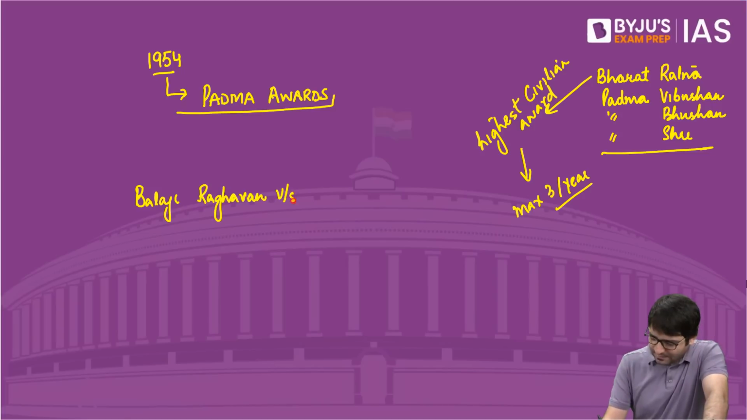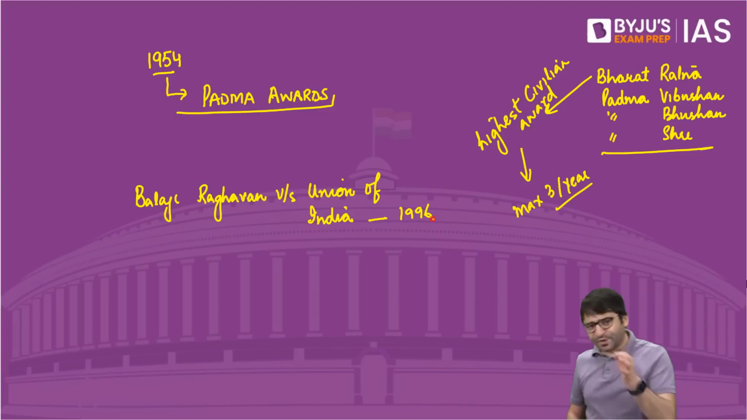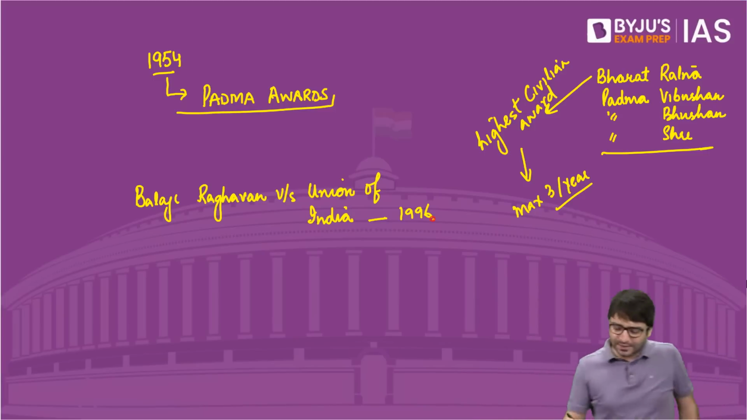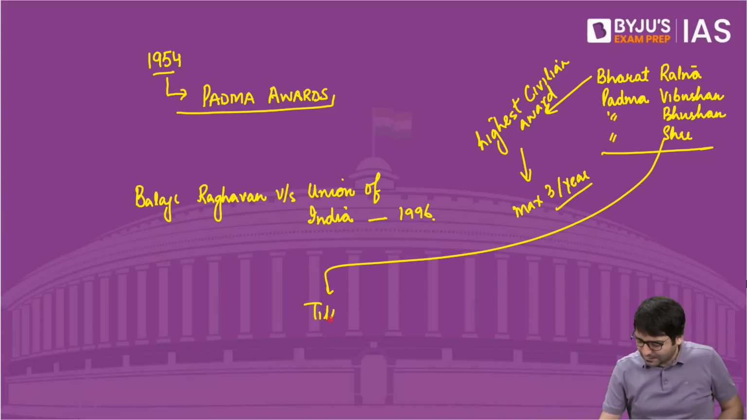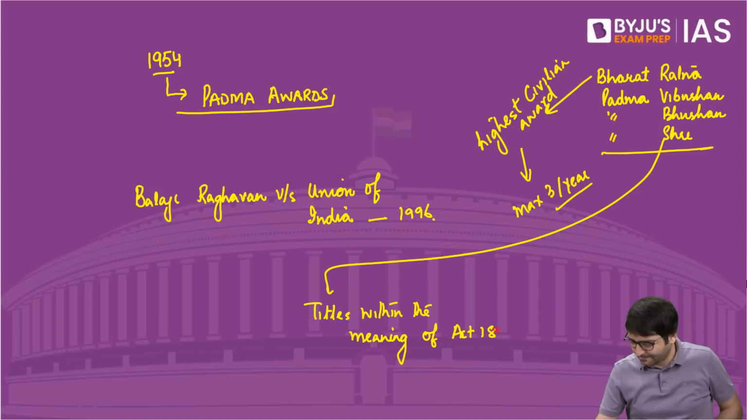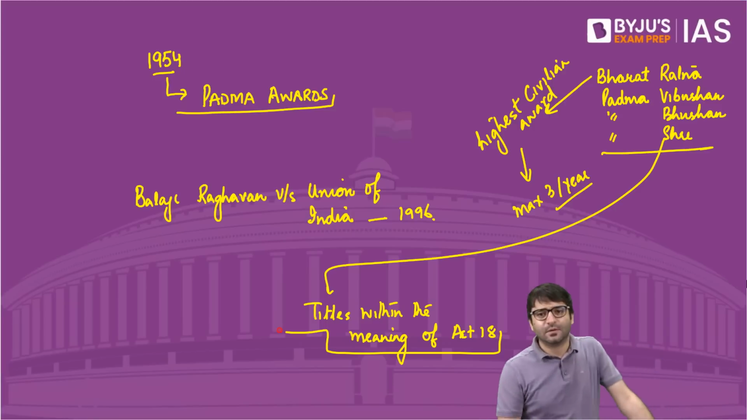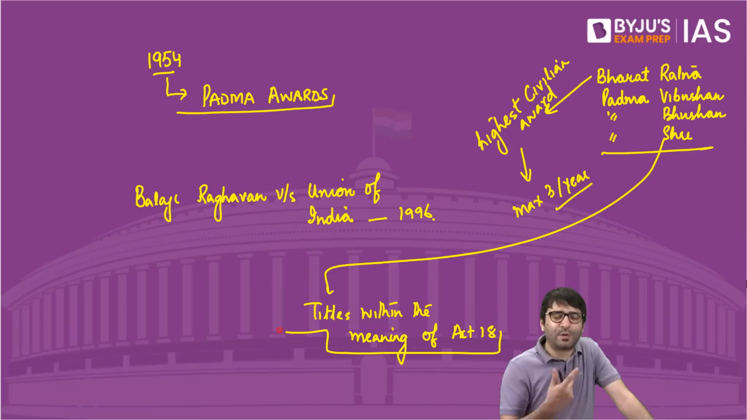Balaji Raghavan versus Union of India. The principal question before the court was whether these Padma Awards are titles within the meaning of Article 18, because we use them as titles: Bharat Ratna Atal Bihari Vajpayee, Padma Shri Anupam Kher, Padma Vibhushan Sri Ravi Shankar, and so on and so forth.